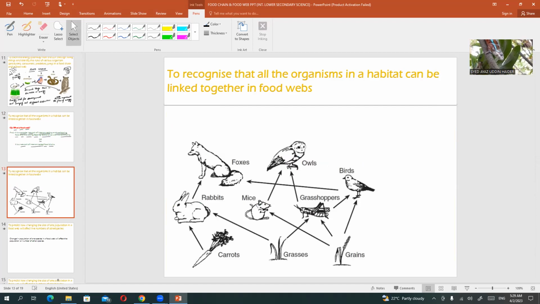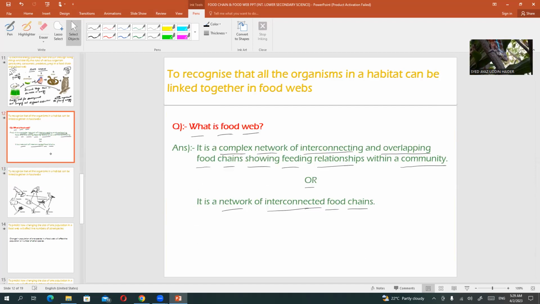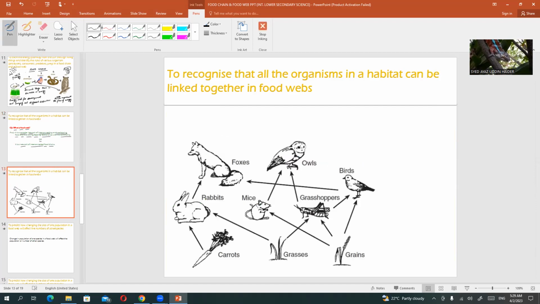This is not a food chain. This is interconnecting food chains. I've just told you that food web is interconnected food chains. So this is food web. You can write on top: food web.